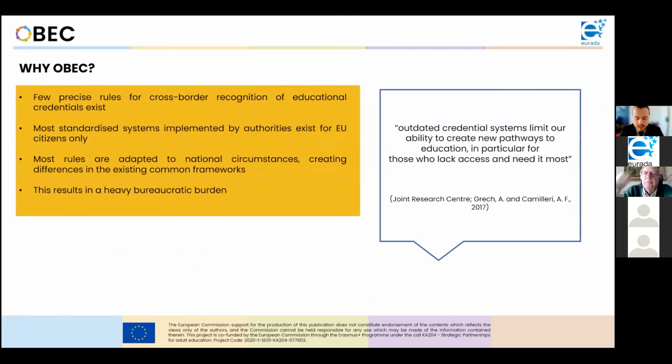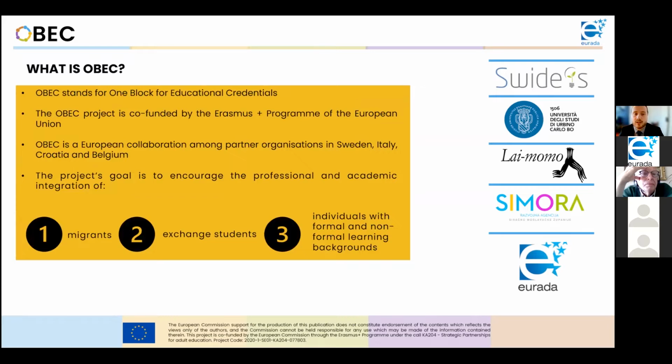And what is causing this issue? Well, there are several reasons for that. First, there are few precise EU rules for cross-border recognition of educational credentials. Second, most standardized systems implemented by the authorities exist for EU citizens only. And thirdly, most rules are adapted to the national circumstances, creating huge differences among countries. So imagine you're moving to another country. You are in the process of getting to know the culture, learning the language, and yet you're here all alone, trying to figure out how to get your educational credentials recognized. That is why we started Obec.